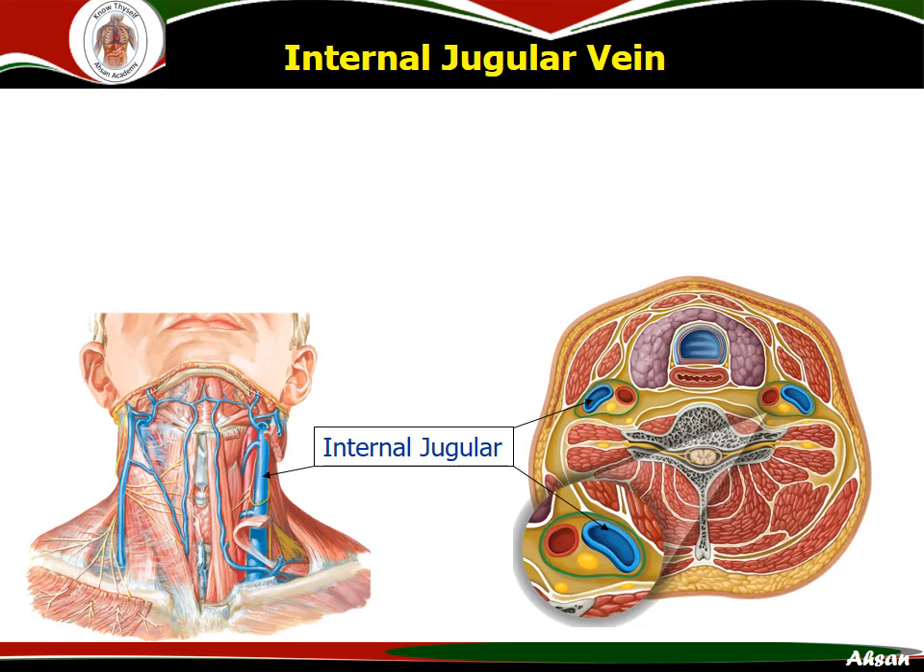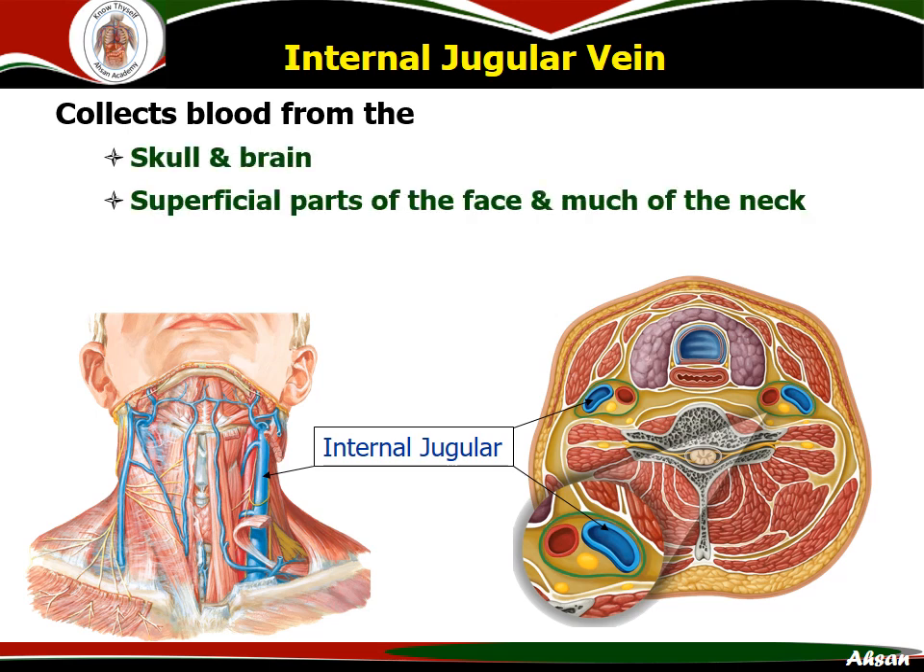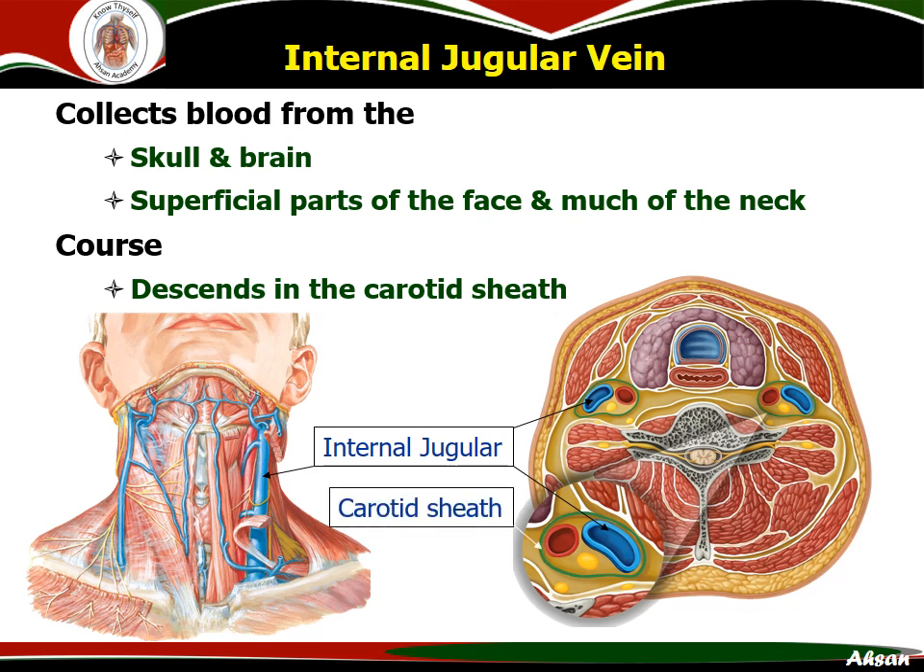You can see this internal jugular vein is coming out of the skull and joins the structures of the carotid sheath, and it collects the blood from the brain and skull and superficial part of the face as well as from the neck, and it descends downward in the carotid sheath with the other structures. You can see the carotid sheath here, and it is with the internal carotid and the common carotid artery and the vagus, which is yellow in color here.